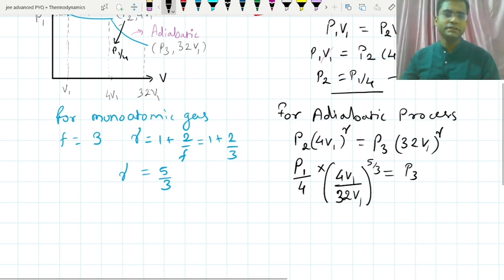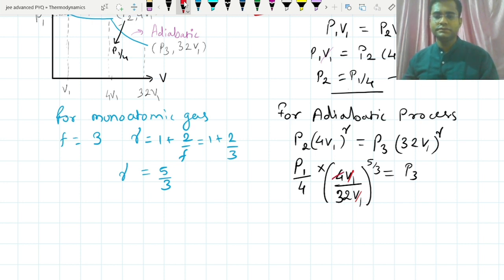Okay, check my calculation. Are we going right? So this and this you can cut, and 4 ones are 4, 4 eights are 32. So what we have now, we have P3 equal to P1 by 4, and this is 1 by 8 raised to 5 by 3. So you can take first cube root of 8.